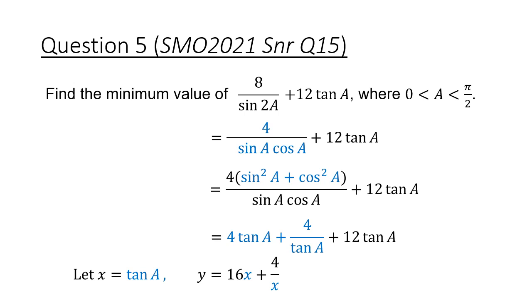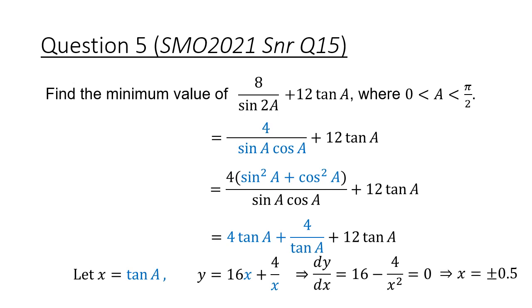So this becomes a calculus question. We can find the minimum value by differentiating y with respect to x. This gives us 16 minus 4 over x squared. And for the minima, the gradient has to be 0. So we sub in 0. And x has to be plus or minus 0.5.